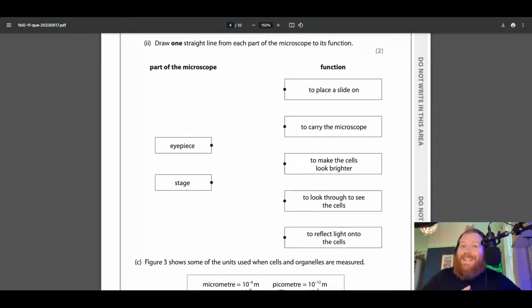What do we use the stage of the microscope for, is what I'm asking you this time. Do we place slides on it? Do we carry the microscope? Do we make the cell look brighter? Or do we reflect light onto the cells? What answer am I looking for here?